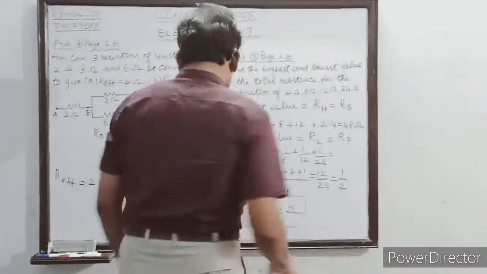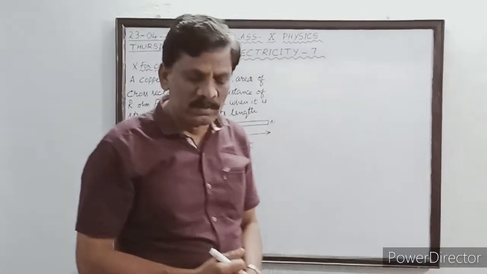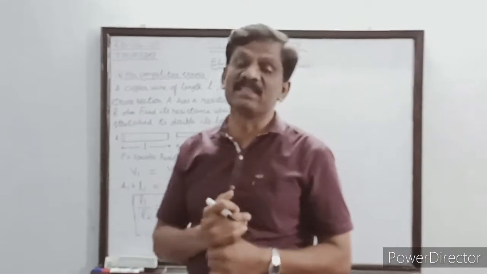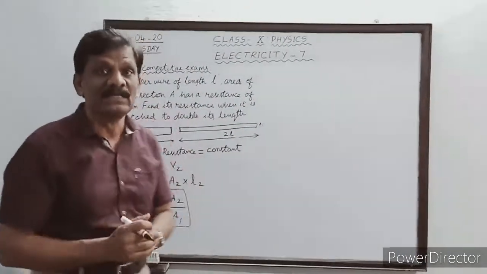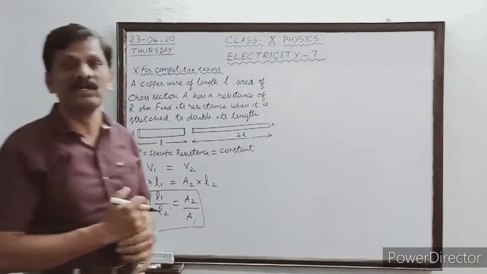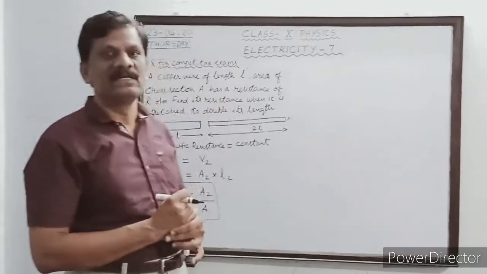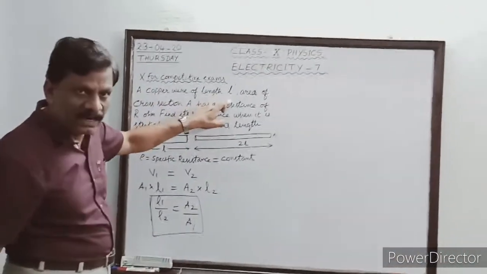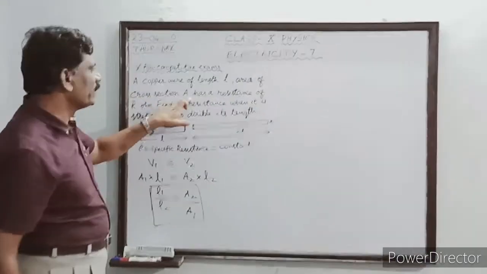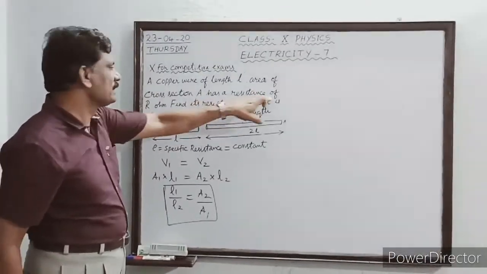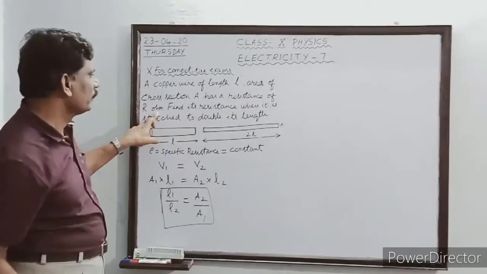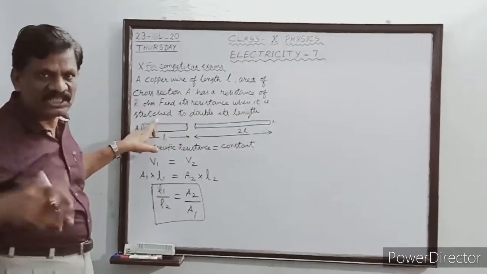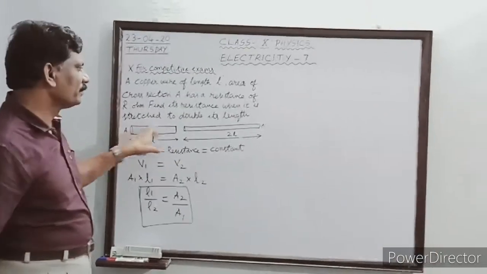Okay, good. Now let us discuss a very important concept based on the factors on which the resistance of a conductor depends. This is very important for solving numerical problems in competitive exams. Now read the problem. A copper wire of length L, area of cross section A, has a resistance of R ohm. Find its resistance when it is stretched to double its length.